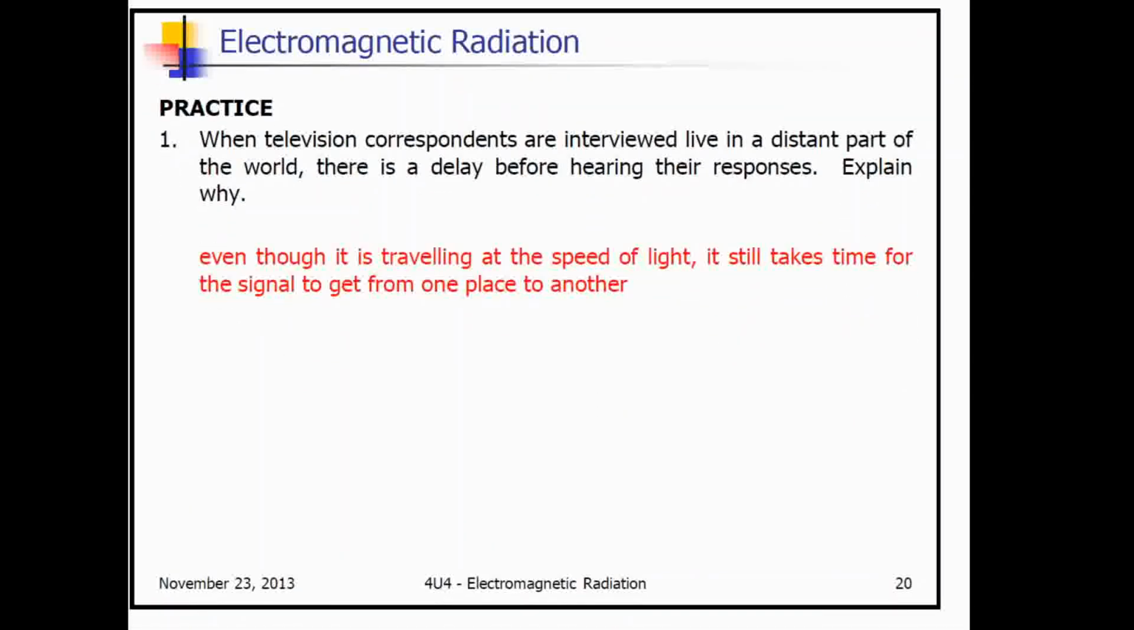So here's a question. It says, when television correspondents are interviewed live in a distant part of the world, there's a delay before hearing their responses. So here's a reason why that could be the case. Even though the electromagnetic wave travels at the speed of light, it still will take time for the light to travel from a location in the world to a transmitter, and then back down to an antenna, and then back down to a receiver. So even though it's traveling at the speed of light, there is still a noticeable time difference for us, even though it is maybe less than a second.